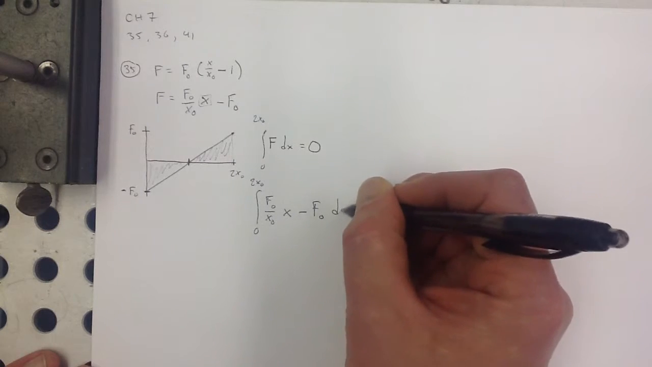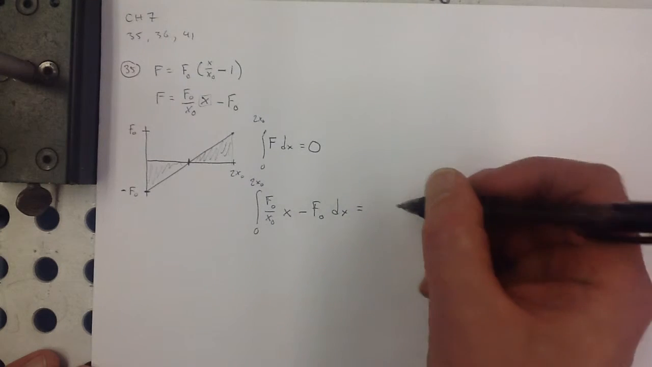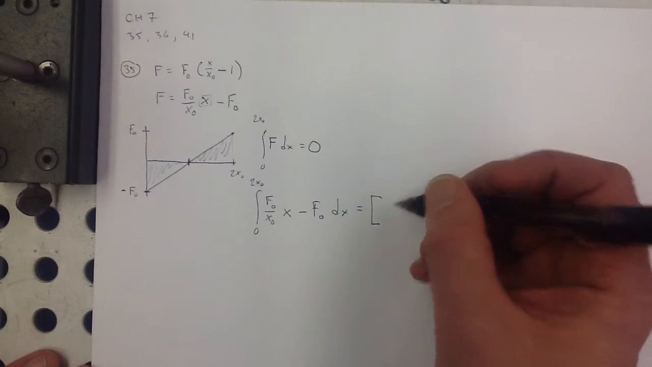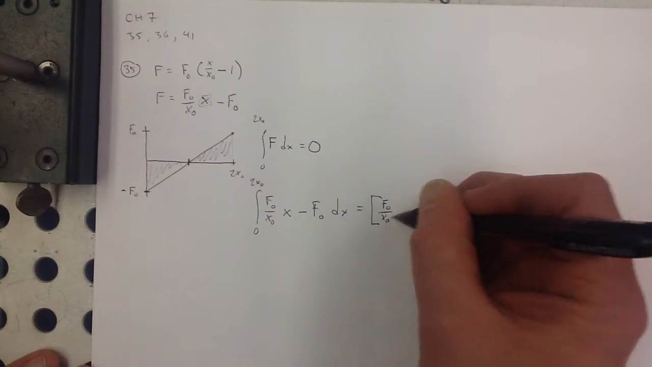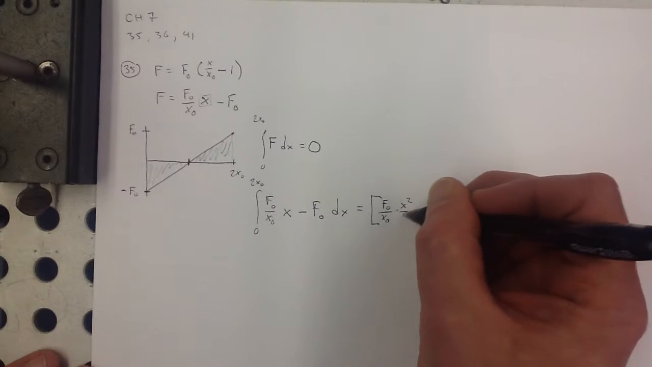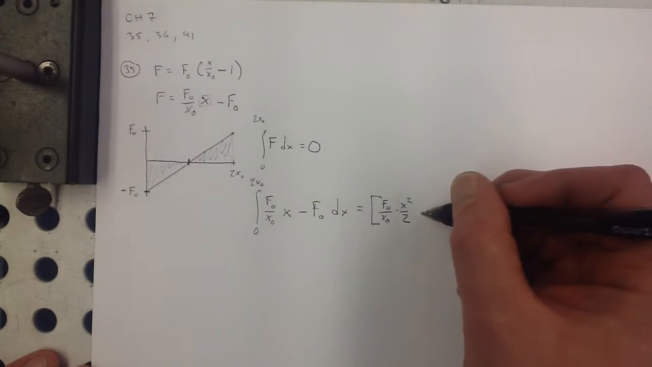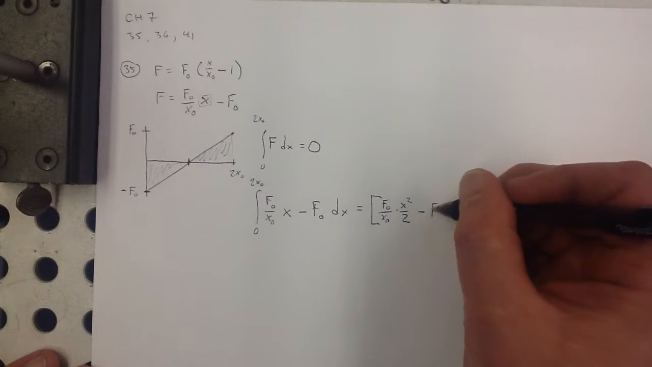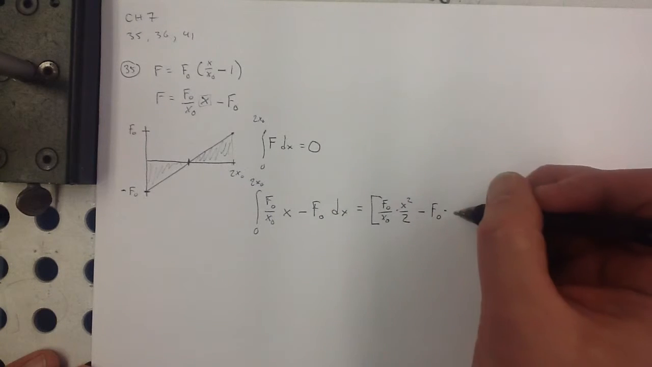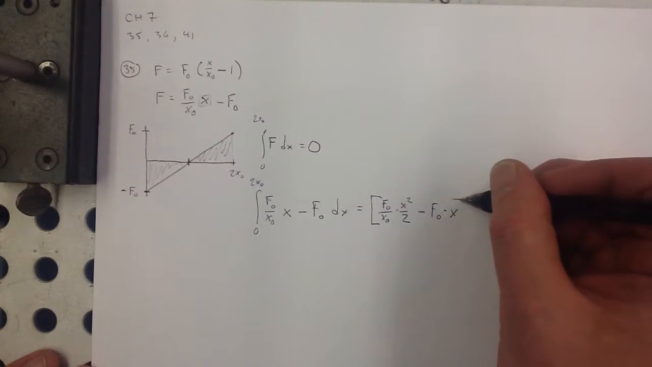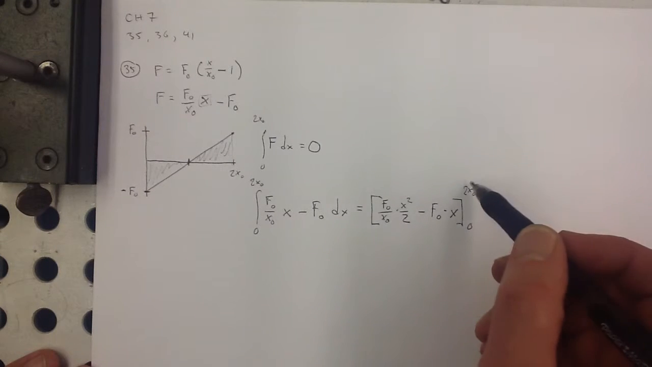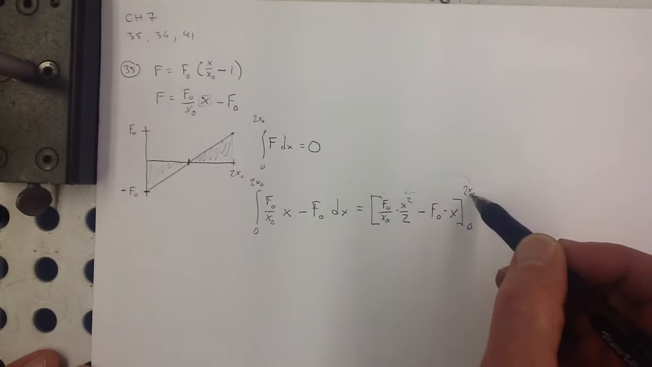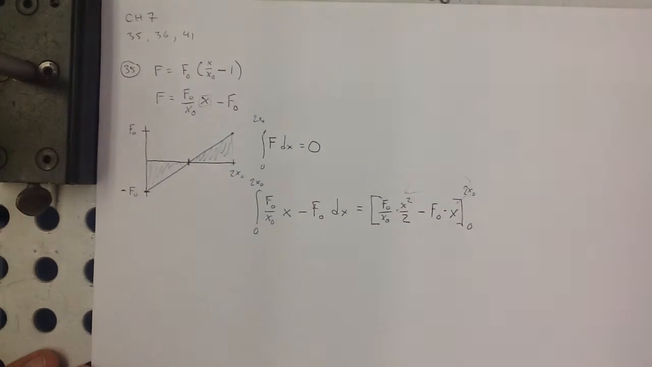This is a constant. So the antiderivative would be F sub 0 over x sub 0 times x squared over 2, right? That's the part with the variable in it. And then the antiderivative of a constant is just a constant times the variable of choice. And you can plug those in. Remember, we're plugging it in for the x's. When you plug 0 in, you're just going to get 0. And that does, in fact, turn out to be 0 also.